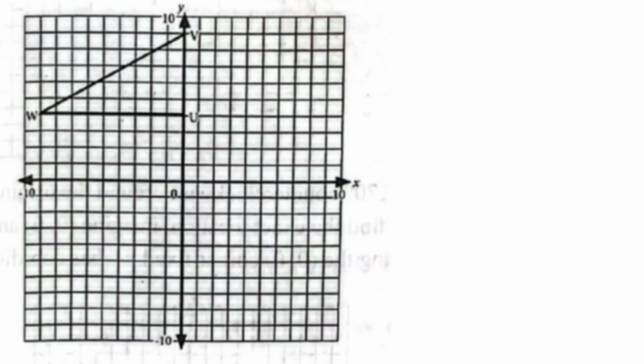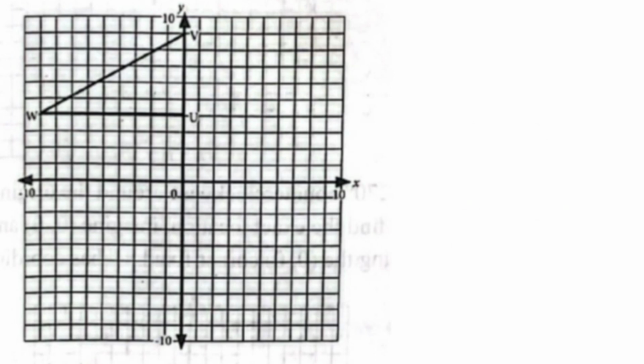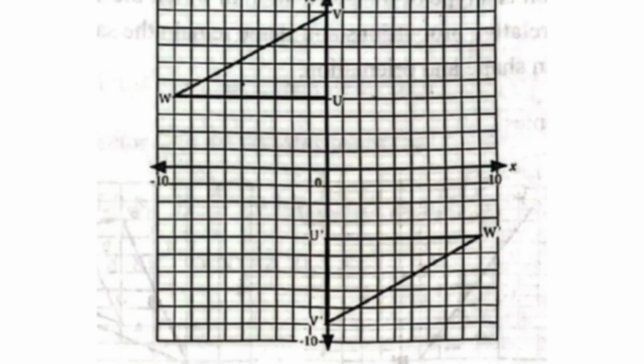The current coordinates of point W is negative 9, 4. If we rotate it 180 degrees counterclockwise around the origin, the point W will have the coordinates of 9, negative 4. The rotated points form a triangle congruent to UVW, as shown.